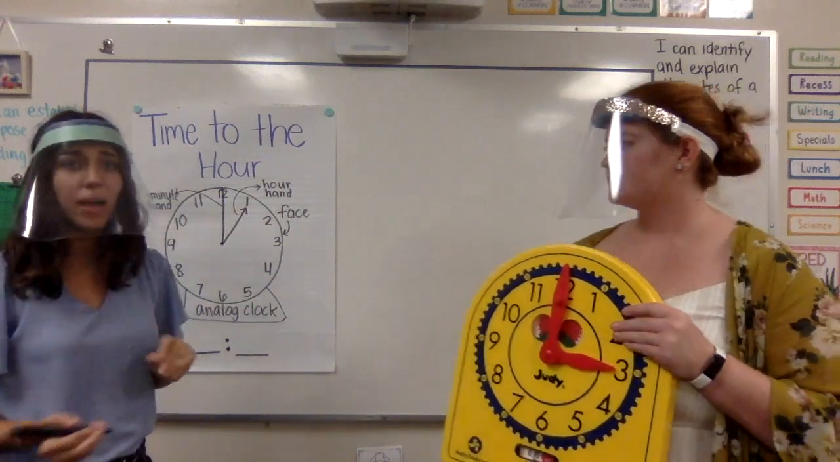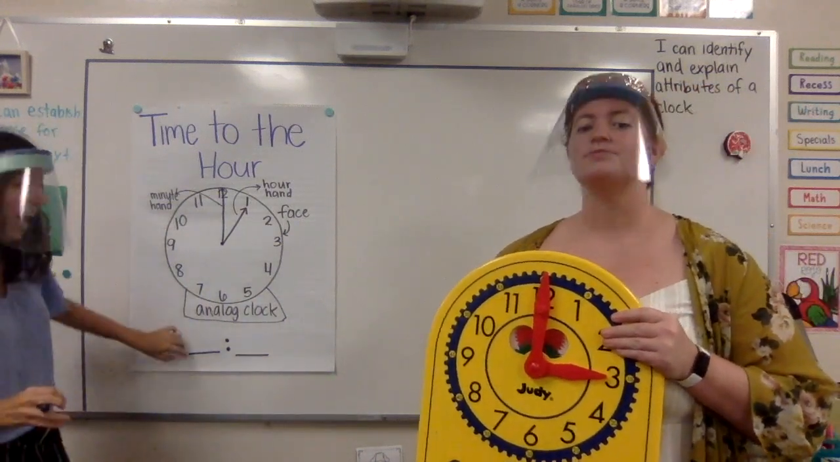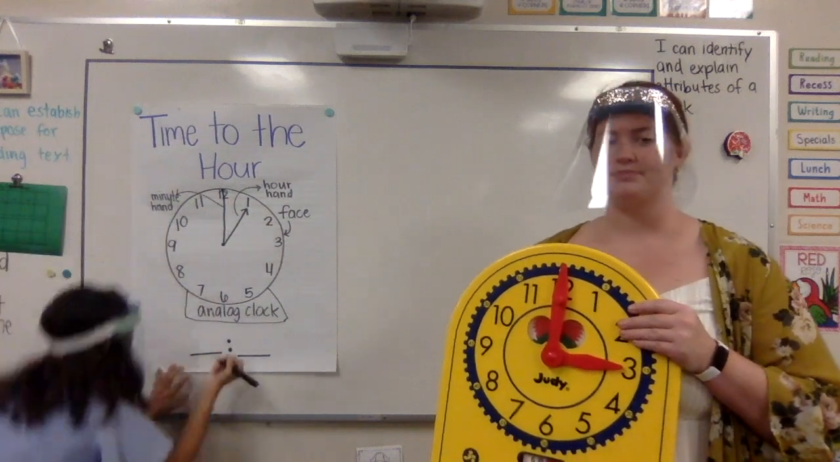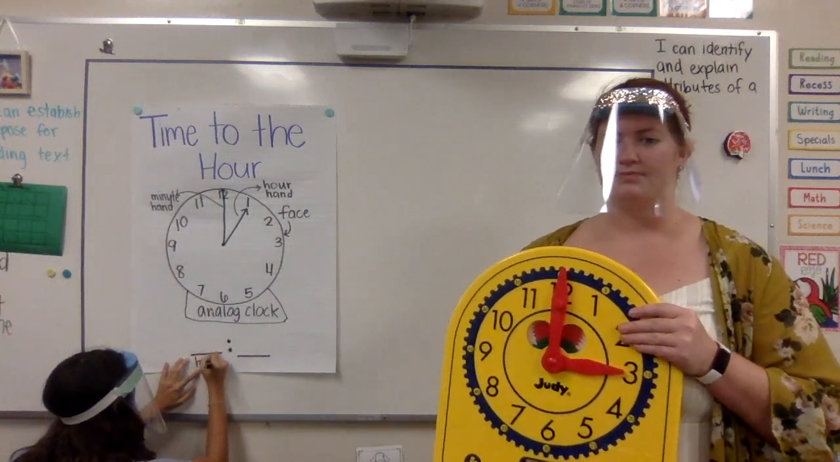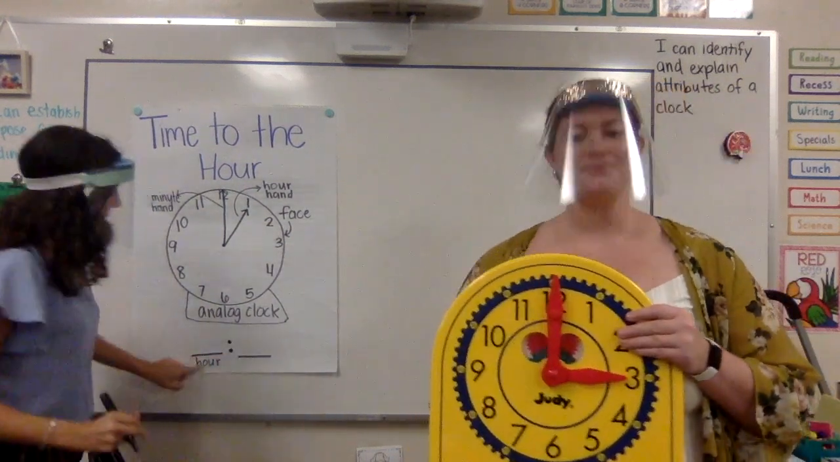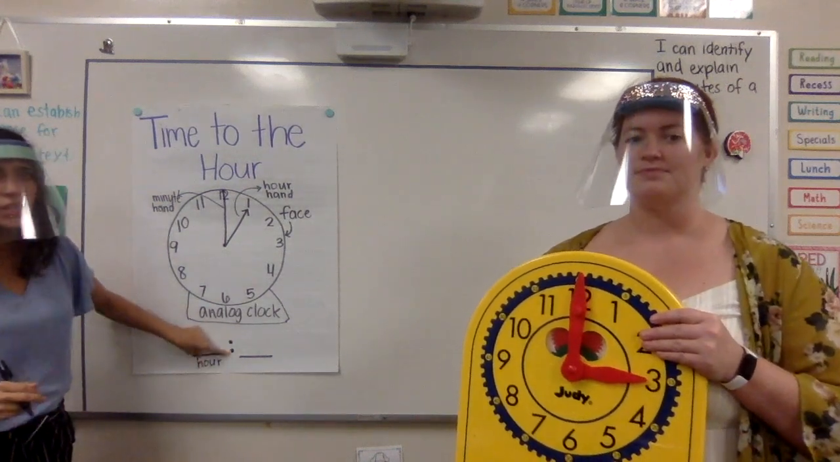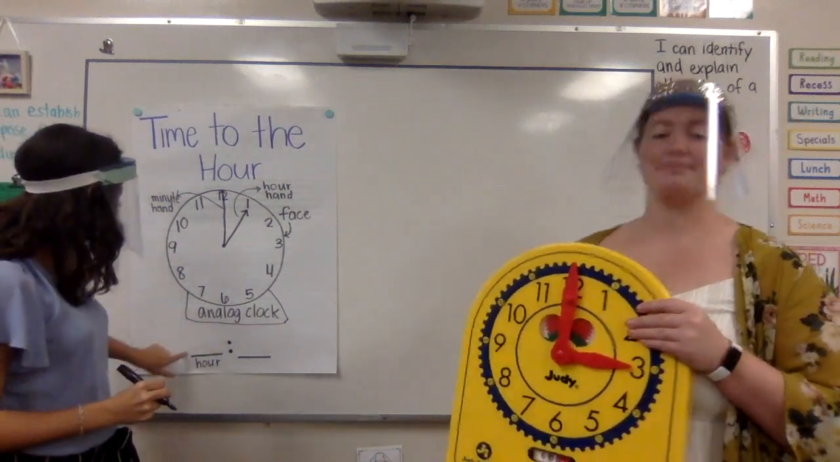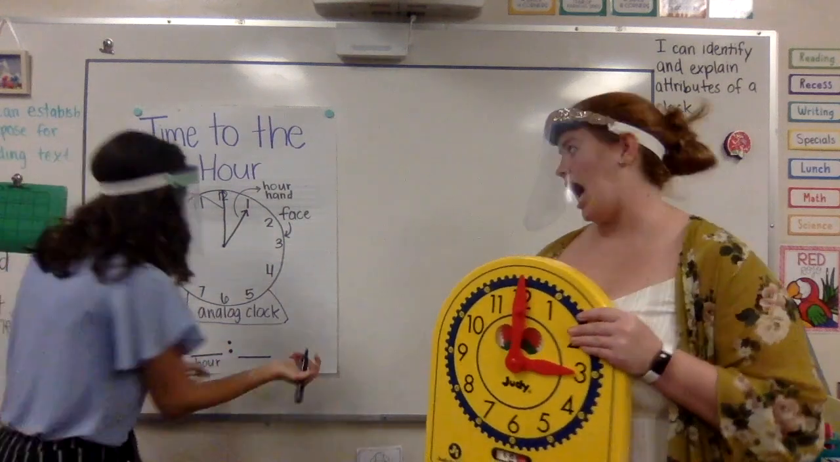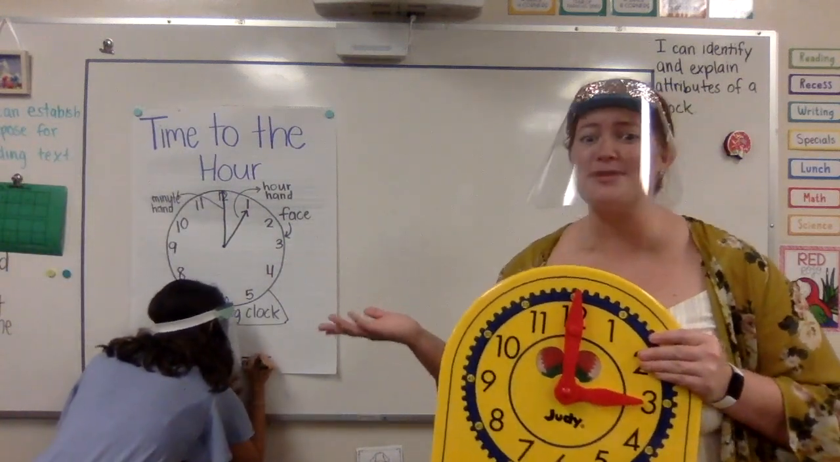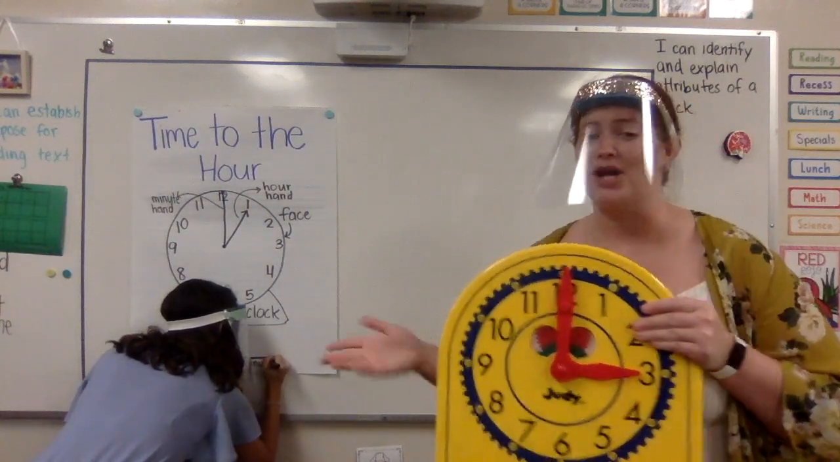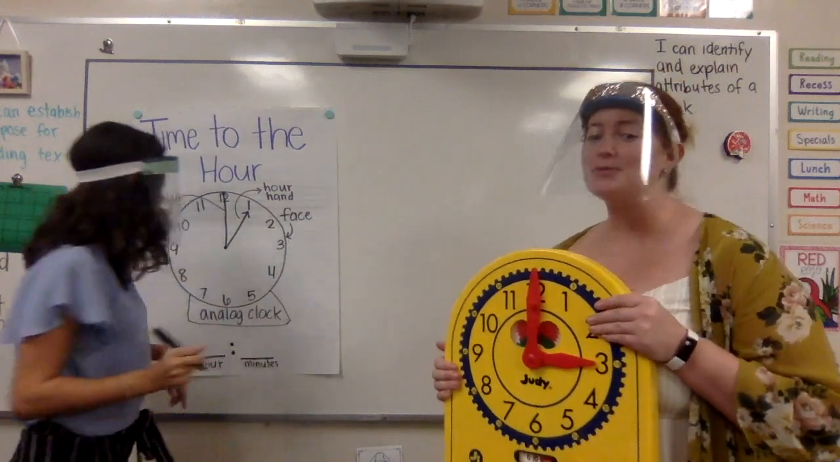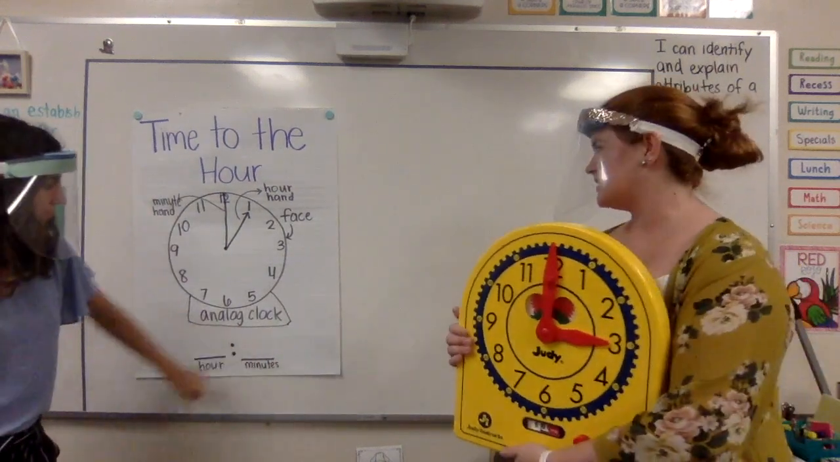That's true. So I know my digital clocks have the hour at the beginning. So I'm going to label this my hour. And then it has these two dots that separate the hour from the minutes. Yeah. So I have to label this minute. Otherwise, it would look like it's just one huge number. So the dots help us know the difference between the hour and the minutes.